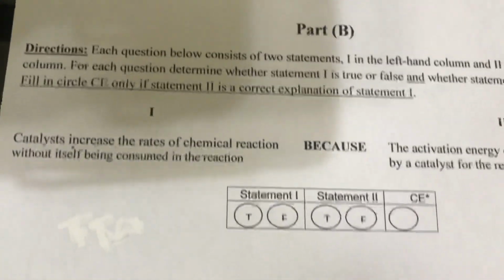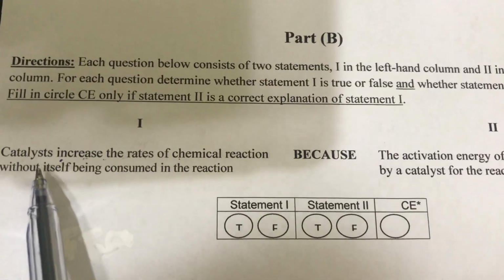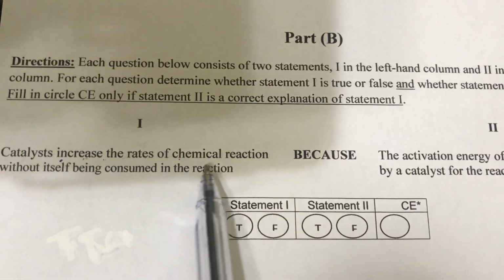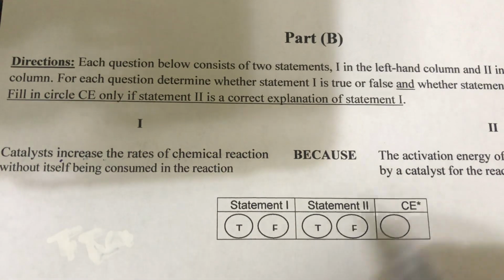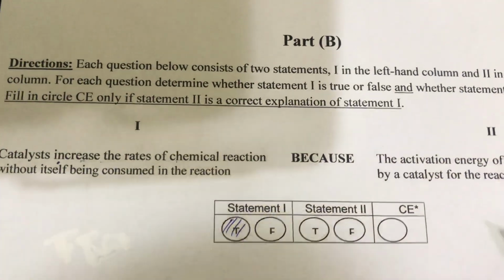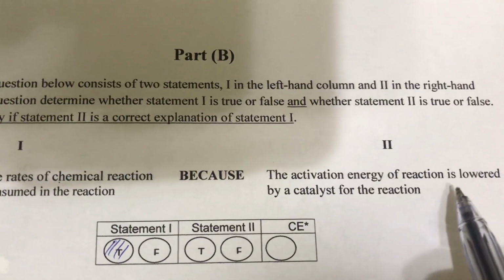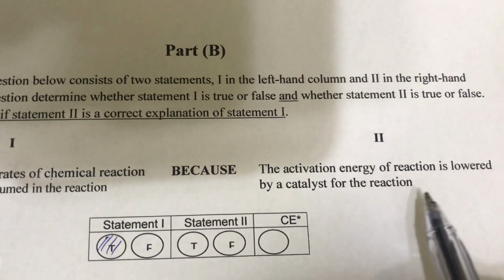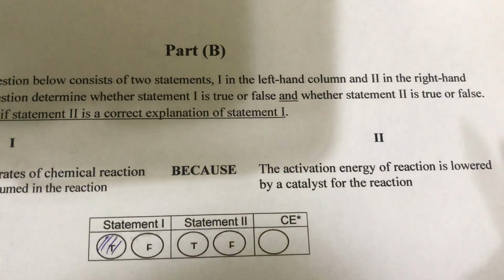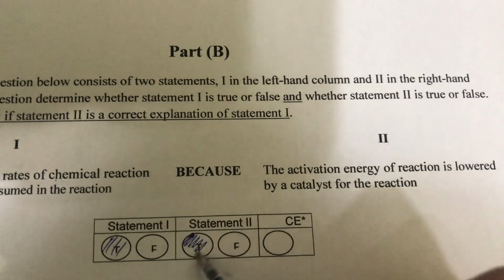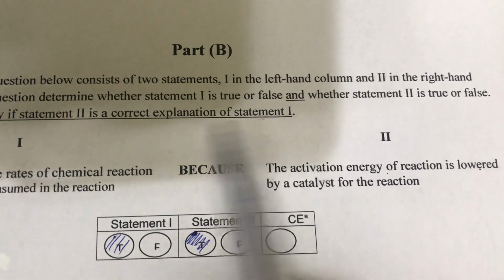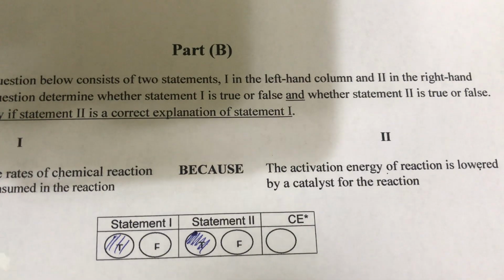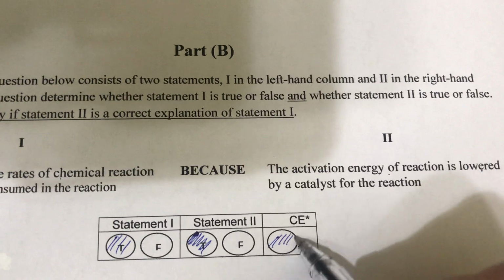Now the last question. A catalyst increases the rate of chemical reaction without itself being consumed in the reaction. Yes, true. The activation energy of a reaction is lowered by a catalyst for the reaction. Yes, because activation energy is lowered, so the rate of reaction increases. Yes, so it's a CE question.